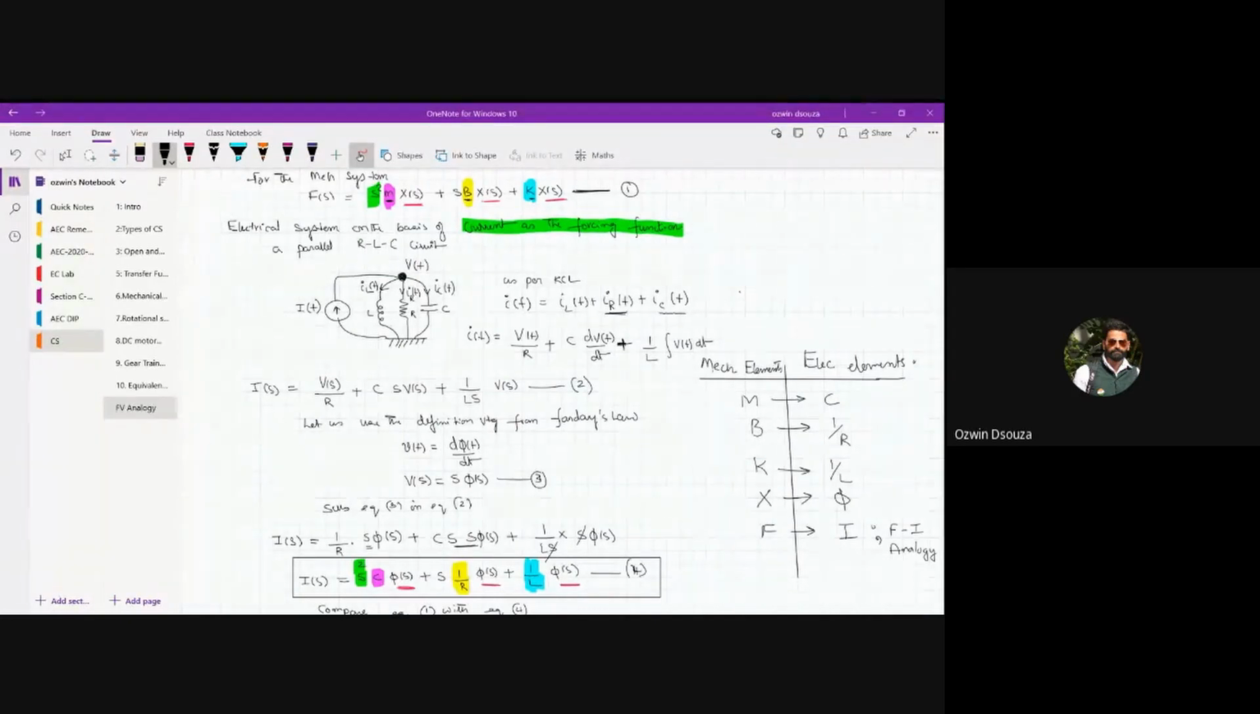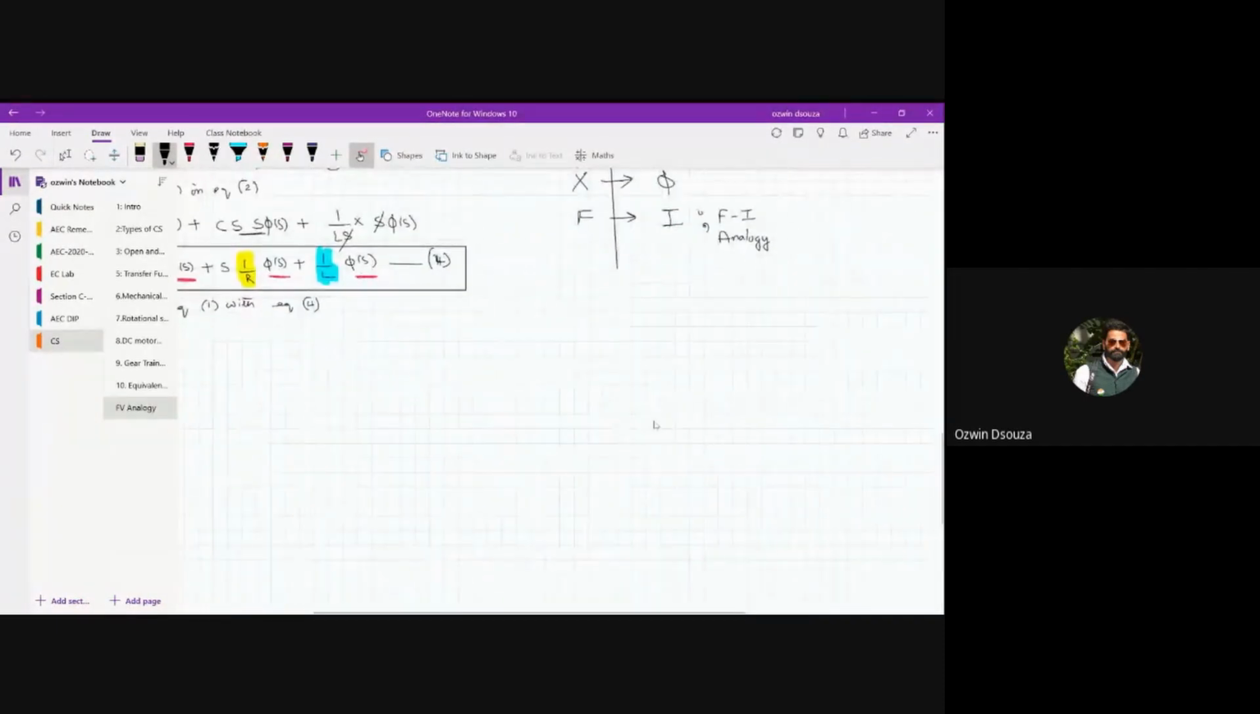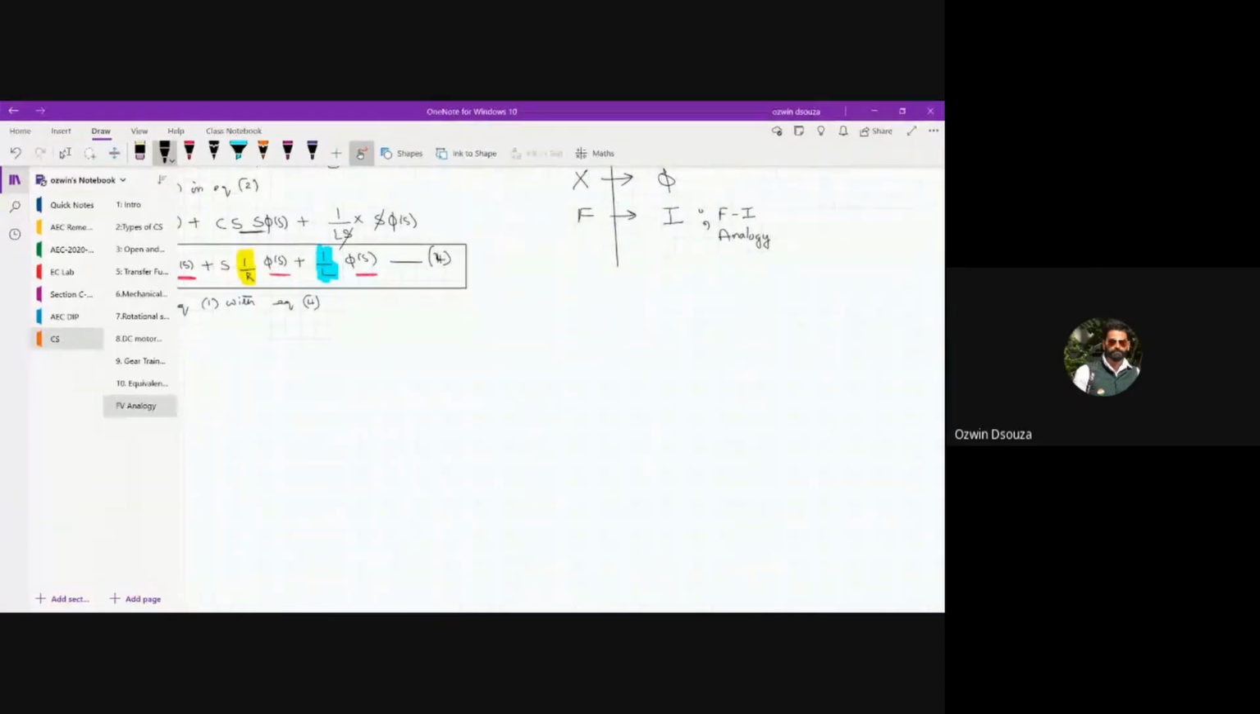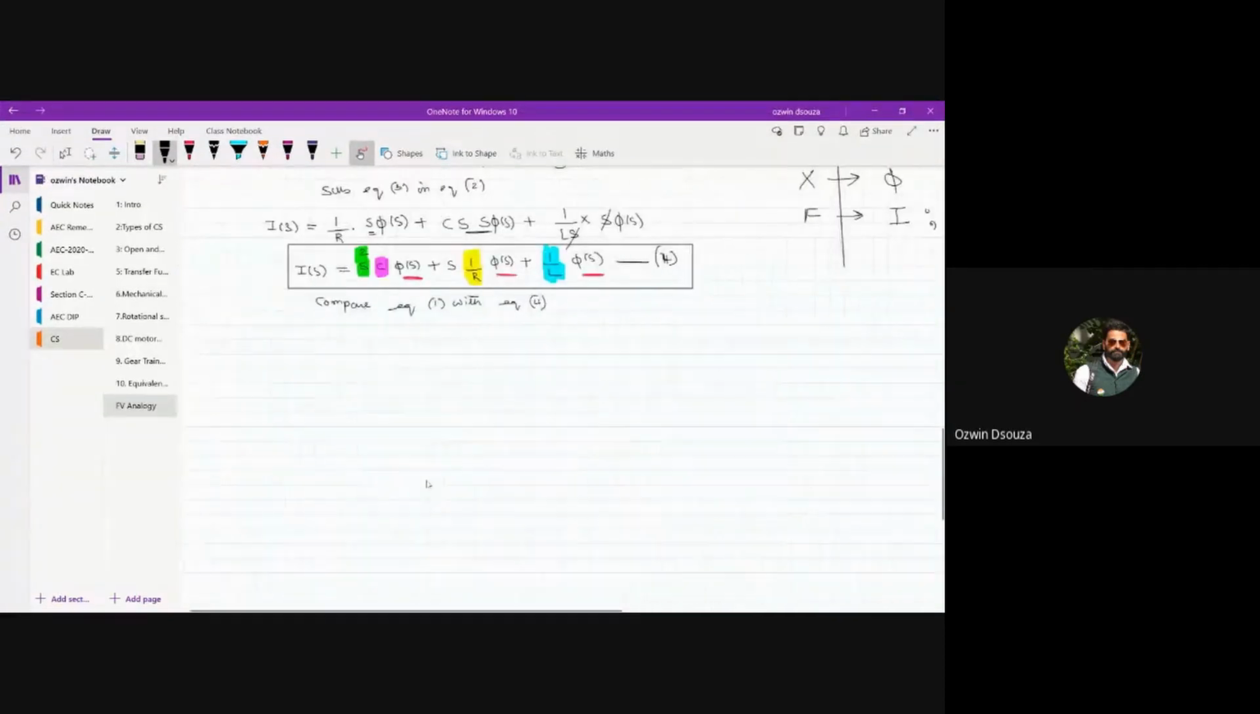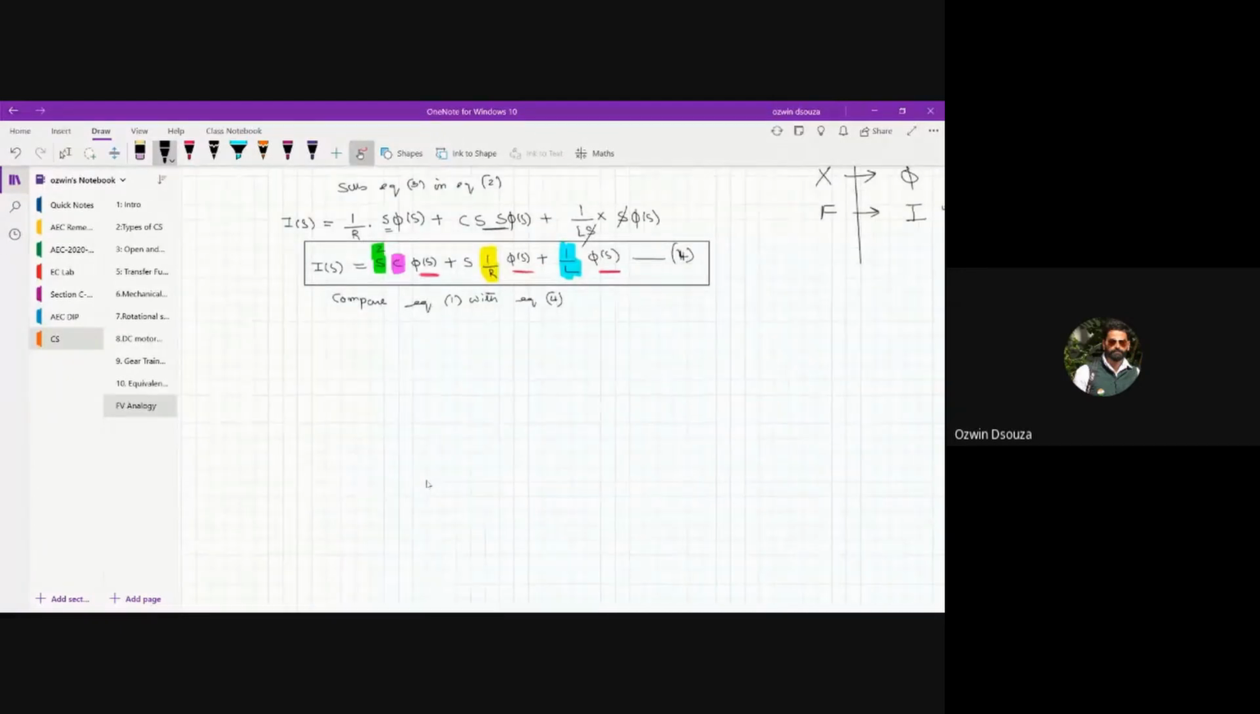Okay. Now, in a similar way, you can even carry out the analysis of rotational systems as well. Okay. So let me write down the subheading as analysis of rotational systems.